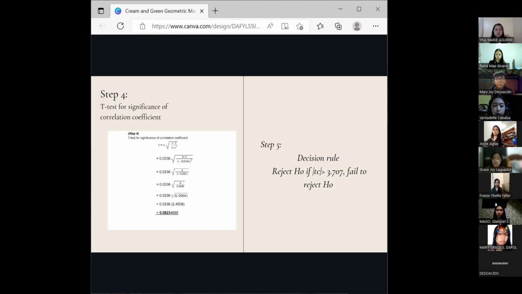And then 0.0336 times square root of 6.0066. 0.0336 times 2.4508 is equal to 0.0823486. So the t-test value for significance of correlation coefficient is 0.0823468 or 0.0823. And Ina Marie Aguirre is going to discuss step 5 and step 6.